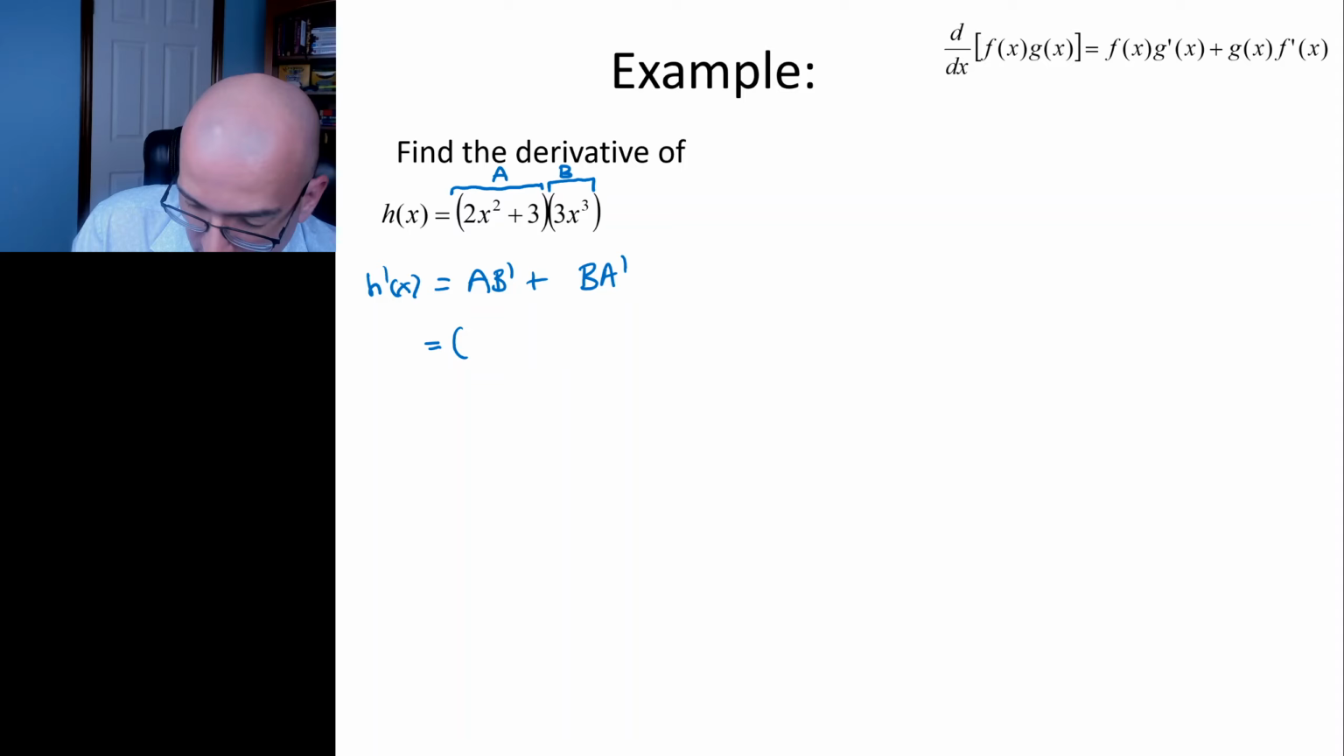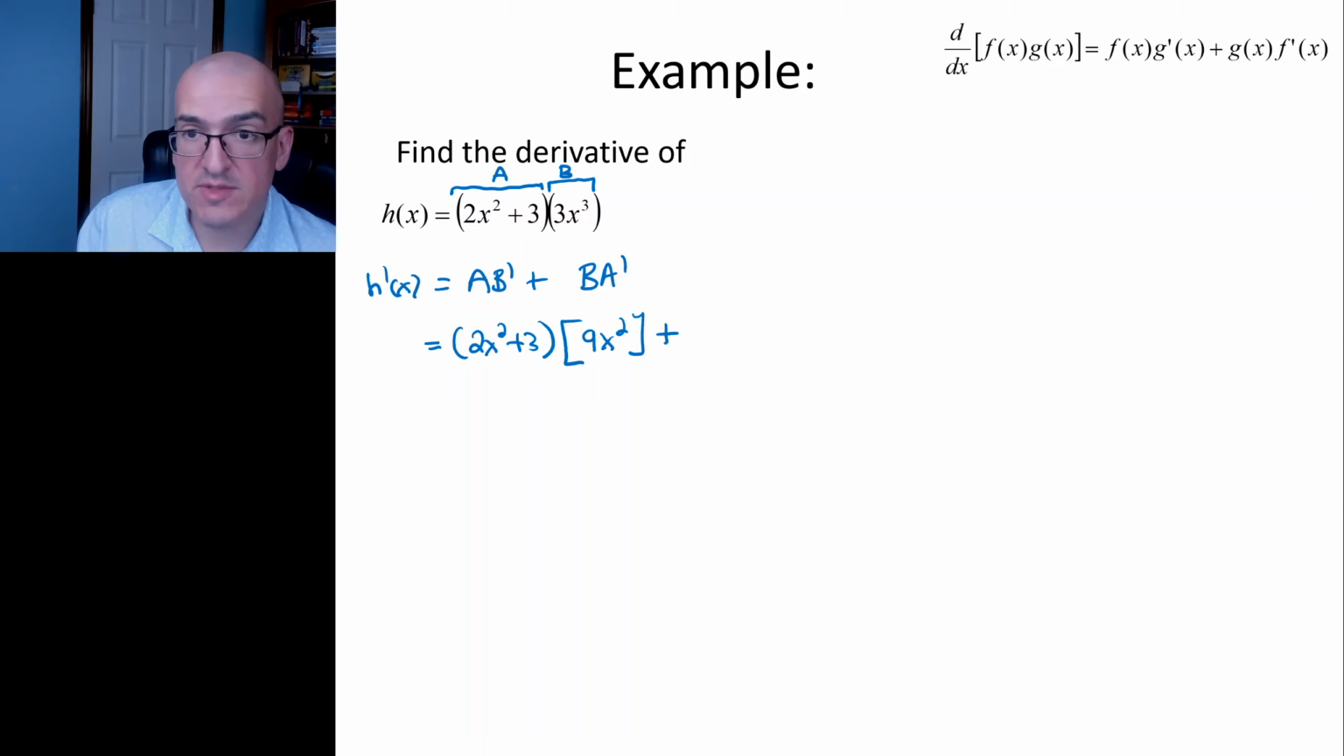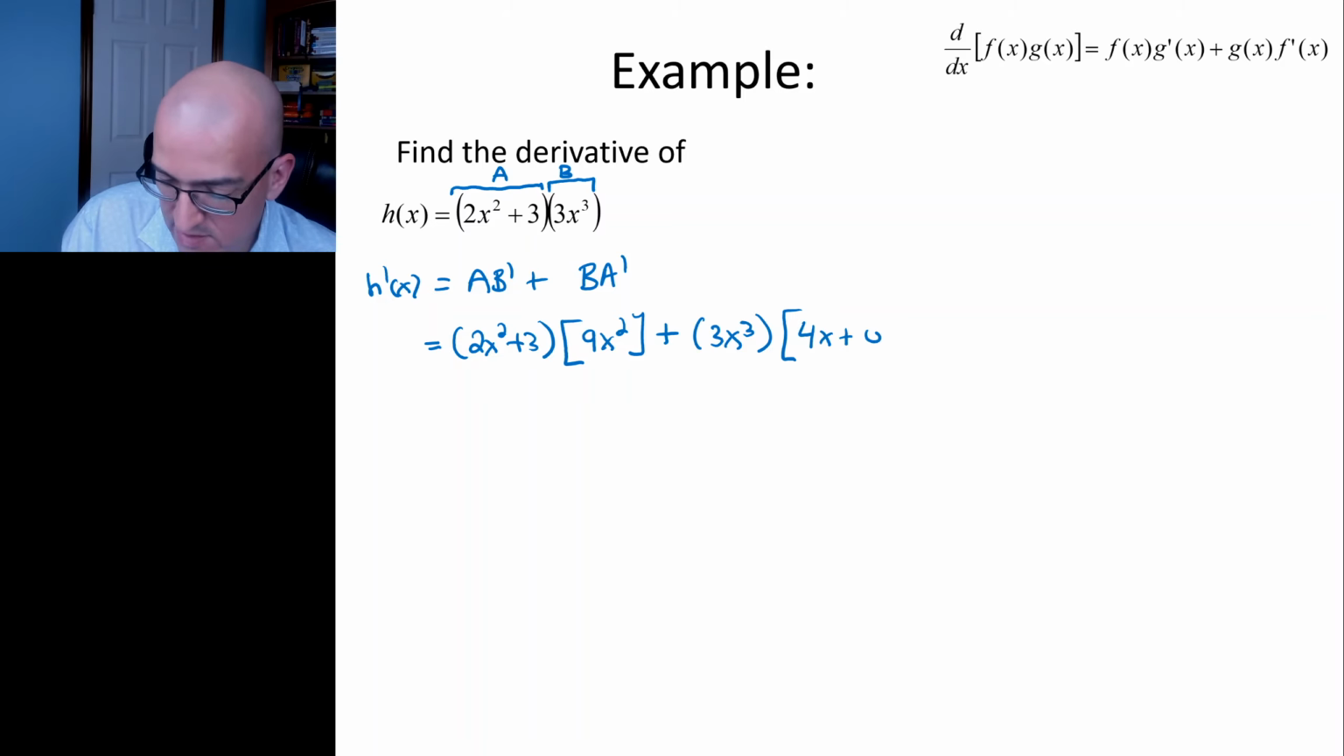Okay, so 2x squared plus 3, that's our a, and I'm going to put a square bracket for the derivative of 3x to the power of 3. We get 9x squared plus b times a prime, so 3x to the power of 3, put that in round brackets, multiplied by the derivative of a. Put that in square brackets because it's a derivative of something. We get 4x plus 0.